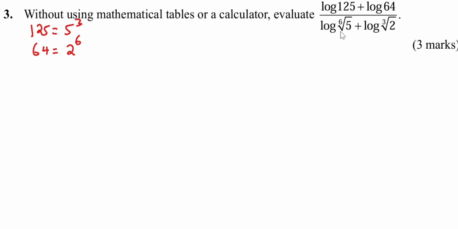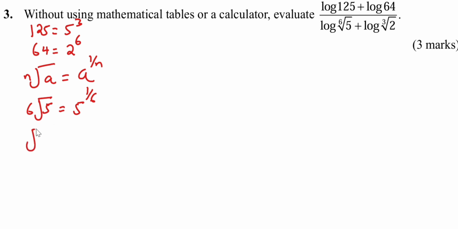So for the denominator, you can see I have roots. So remember from the laws of indices, if you have the nth root of a, this can be written in power form as a raised to 1 over n. So when I have the 6th root of 5, this can be written as 5 raised to 1 over 6. And also for the cube root of 2, this can be written as 2 raised to 1 over 3.